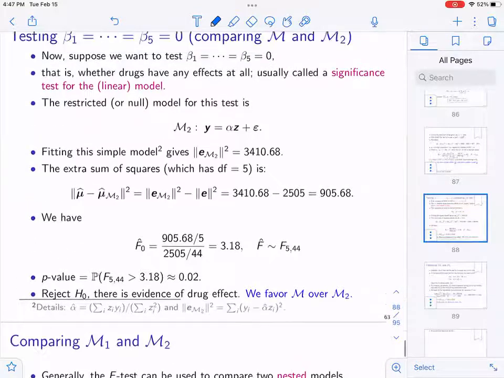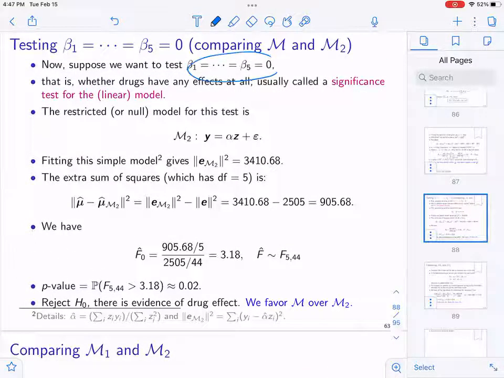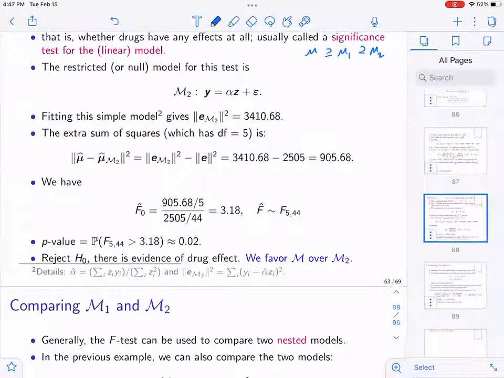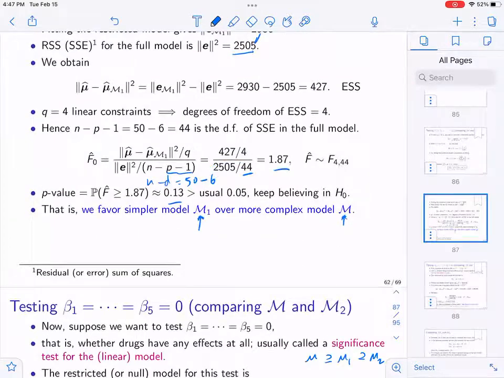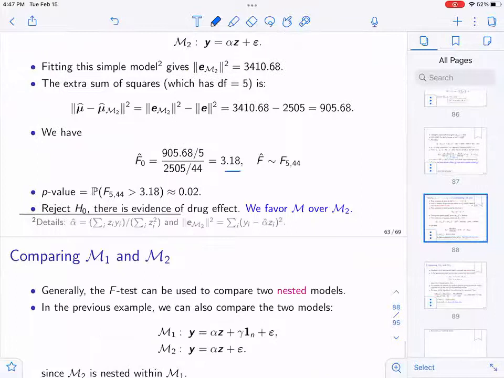M2 is a submodel of M1. So this is a further restriction on M1. We have the full model M, then M1, which is a submodel of it, and then M2, which is a further submodel. Now I fit this model, and I get this residual sum of squares, which is pretty big. The difference with the full model would be that. Then I divide this by the degrees of freedom, which is 5, because we have 5 constraints now. And this side is the same as before. I'm comparing it to the full model. This turns out to be quite big, and the p-value is 0.02. So we reject M2 in favor of M.